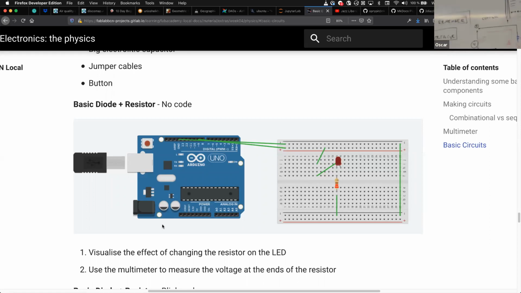Power supplies, if you don't have your laptop, you can use these cables with the chargers. They've got 5 volts.